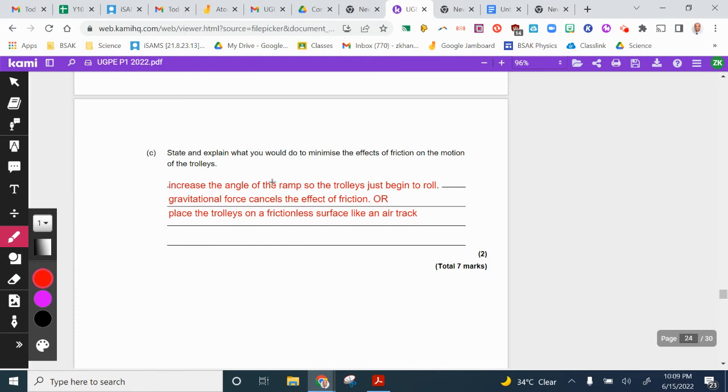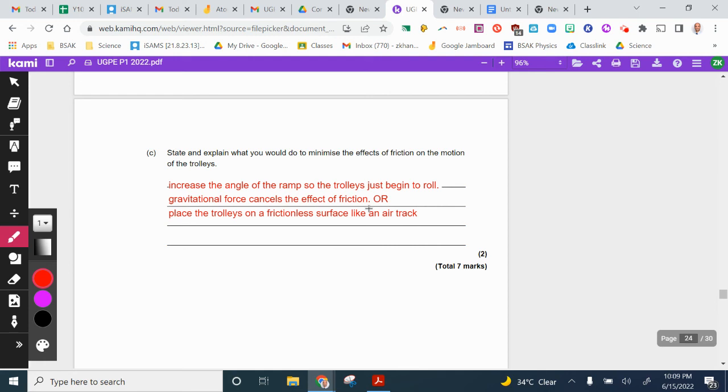The last part of this question is, state and explain what you would do to minimize the effect of friction on the motion of the trolleys. One thing you could do is you can increase the angle, so make the slope steep enough just so that the trolley begins to roll. Okay, at this point, you've countered the friction. Okay, so mg sine theta is equal to the opposing friction. So the gravitational component cancels out the effect of friction. So you've accounted for it in your experiment.